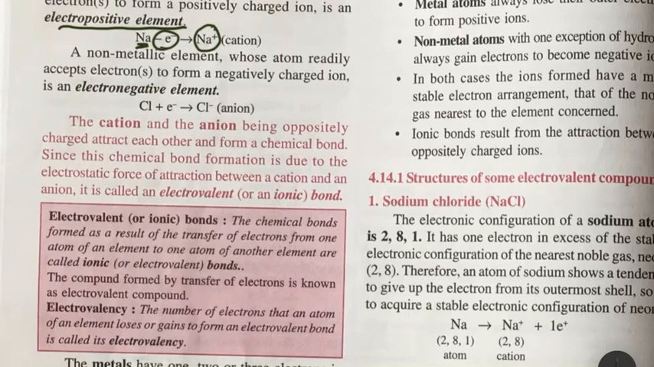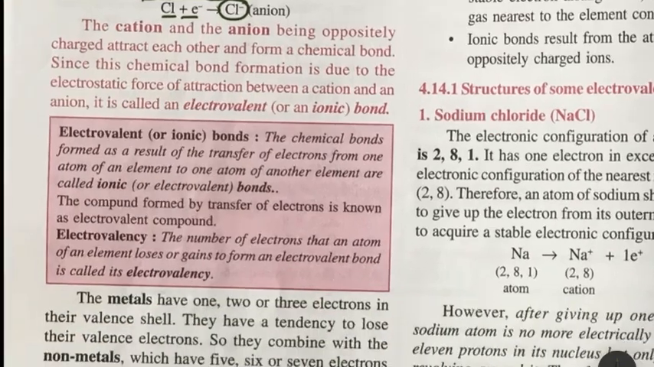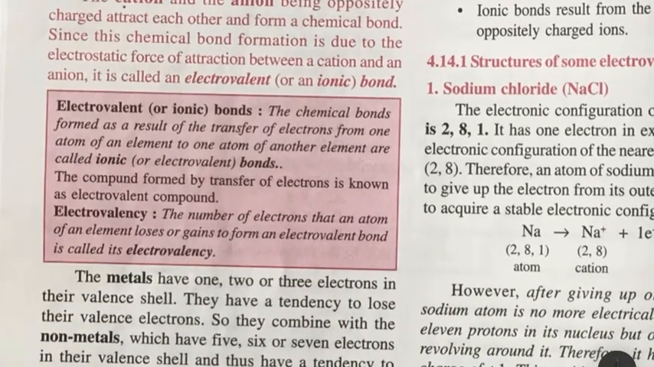Similarly, a non-metallic element whose atom will accept electrons to form a negatively charged ion is known as an electronegative element. So chlorine is a non-metal. It can gain electrons to turn into an anion. An anion means a negatively charged atom. Now, the cation is positively charged, and the anion is negatively charged. So they are oppositely charged. So they attract each other and they form a chemical bond.